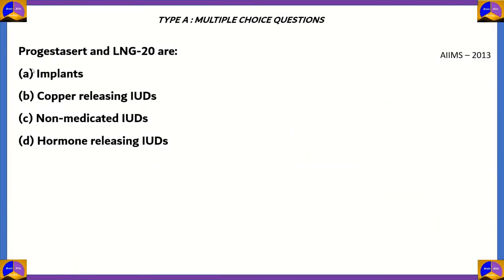Next question. Progestasert and LNG20 are A, implants, B, copper-releasing IUDs, C, non-medicated IUDs, D, hormone-releasing IUDs. If you look at option C, non-medicated IUDs, an example for this includes Lippes loop. Copper releasing IUD example is copper T.